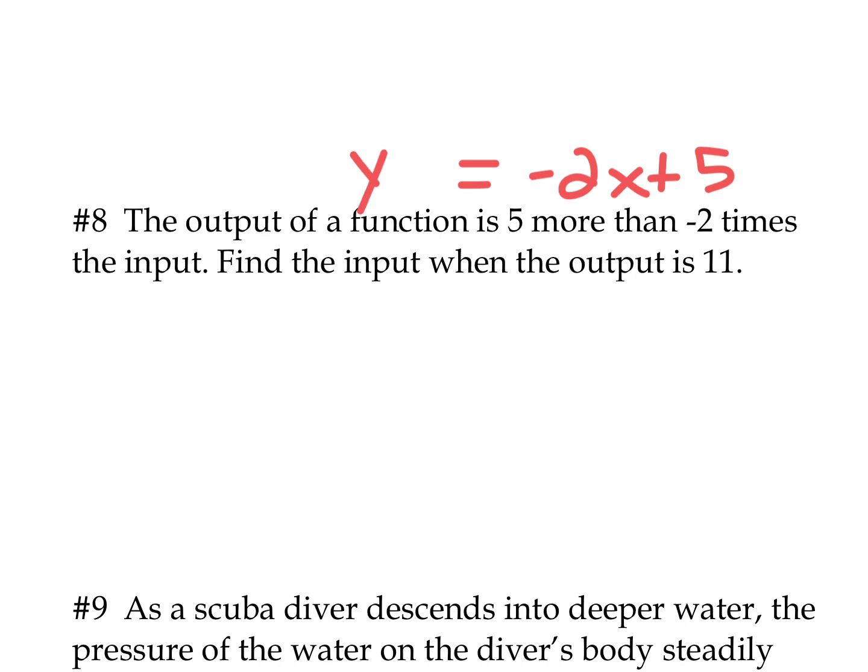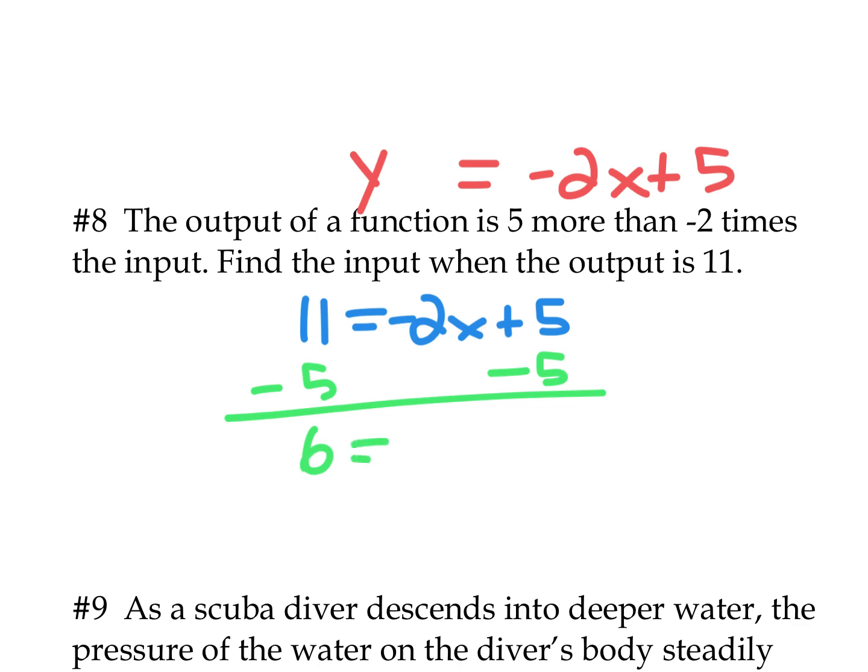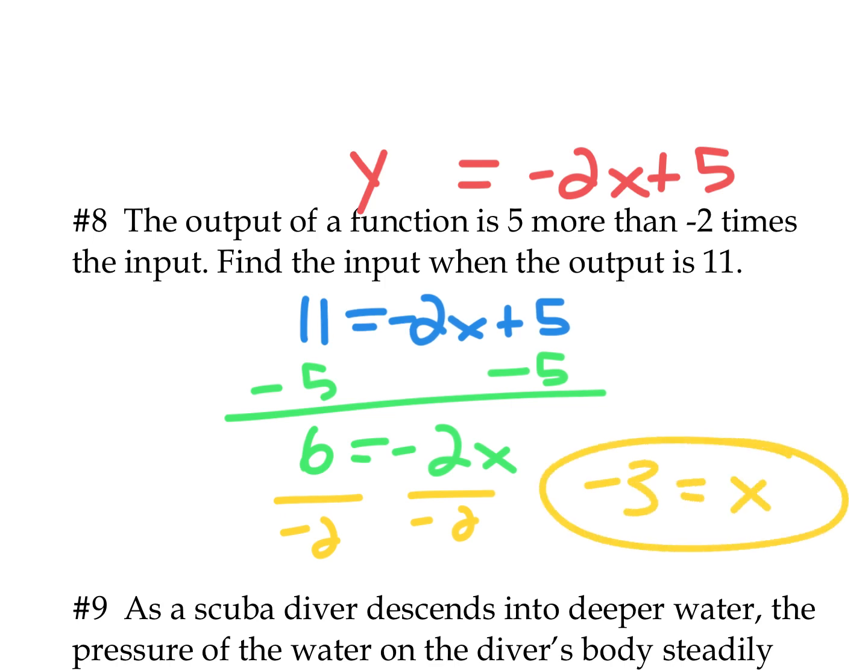When we have multiplication of a number and a variable, just write them directly next to each other. This indicates we're multiplying the negative 2 and the x. So now we're going to put an output of 11. We're going to take 11 and place it in for the y: 11 equals negative 2x plus 5. And we can solve this. Subtract 5 on both sides. 6 equals negative 2x. Divide by negative 2, and we get negative 3 equals x. So that's our input.